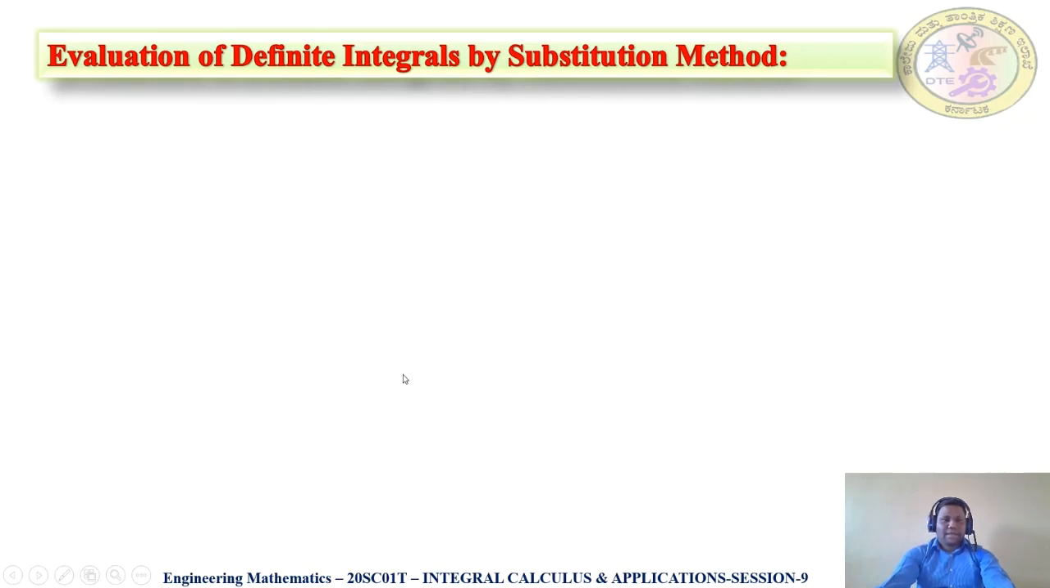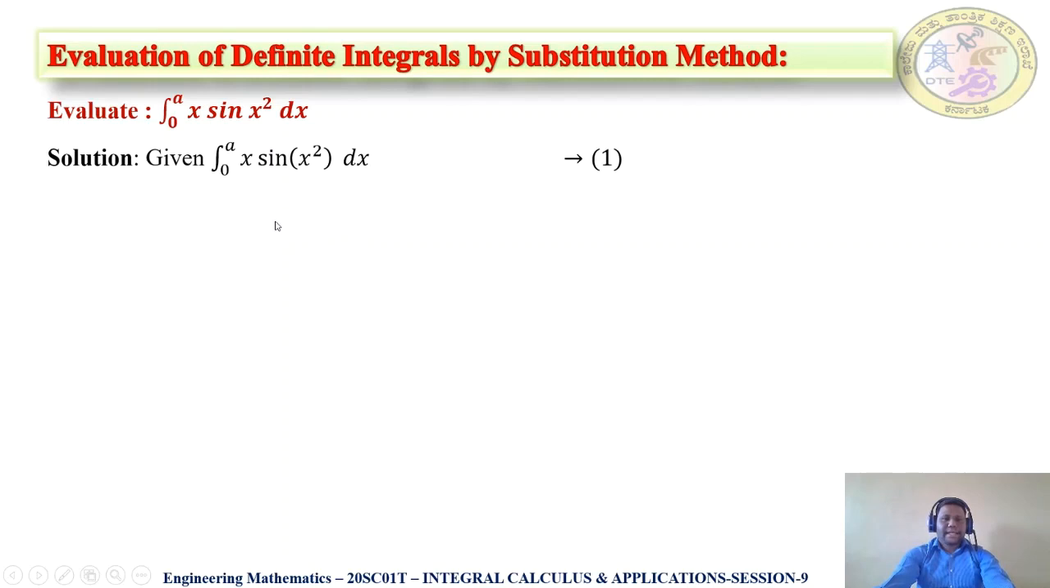We move on to another one here. Evaluate integration from 0 to a x sin x square dx, x into sin x square dx between the limits 0 to a. Here we call again this as equation number 1.